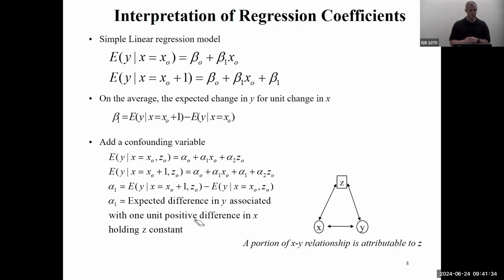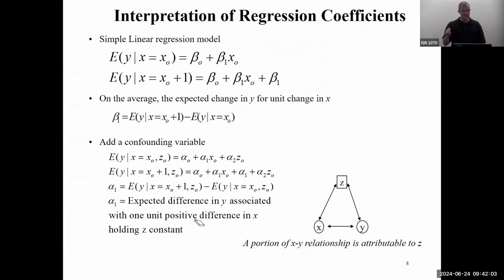So let's suppose that we add a confounding variable z to the regression model that we were just considering. Again, two regression functions here, one with x equal to x naught, the other with z set to z naught, some arbitrary value. That defines the regression function that you see there, where alpha 1 and alpha 2 are the regression parameters for x and z respectively.